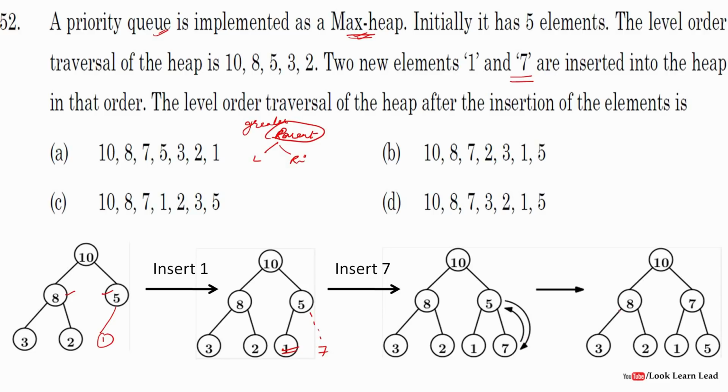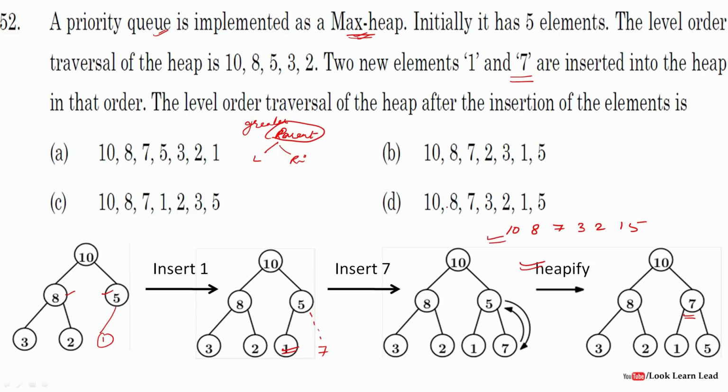After swapping 5 and 7 we would have this. Now we would check: 8 is greater than 3 and 2, yes. 7 is greater than 1 and 5, yes. And 10 is greater than 8 and 7, yes. So this would be our answer. The process of swapping, that is maintaining the property of the heap, is known as heapify. So this is heapify. After heapify, our sequence is 10, 8, 7, 3, 2, 1, 5.